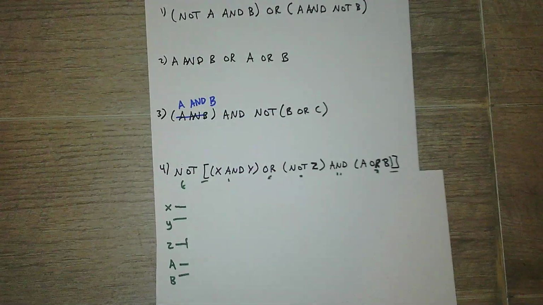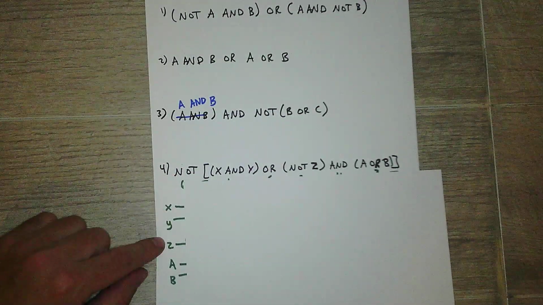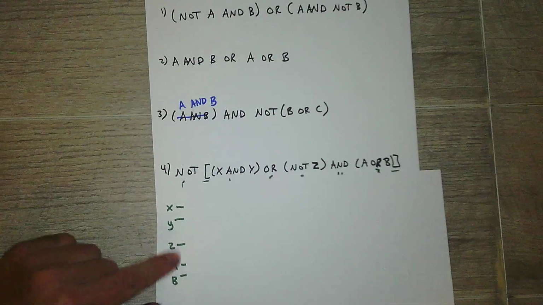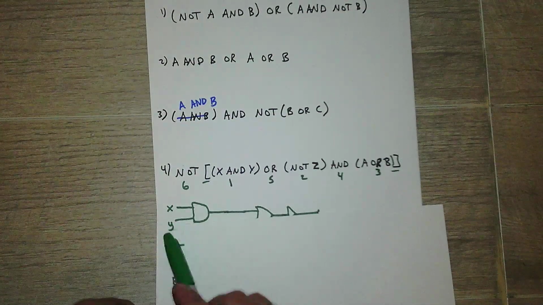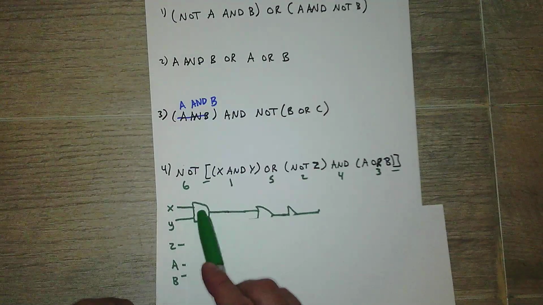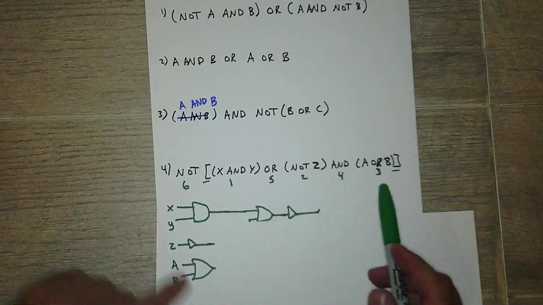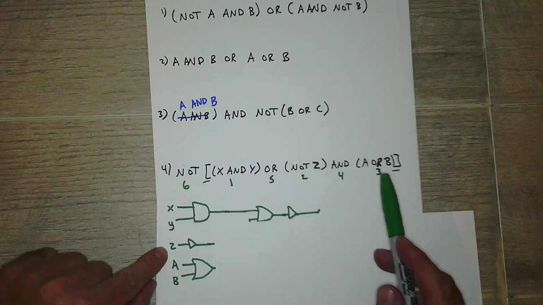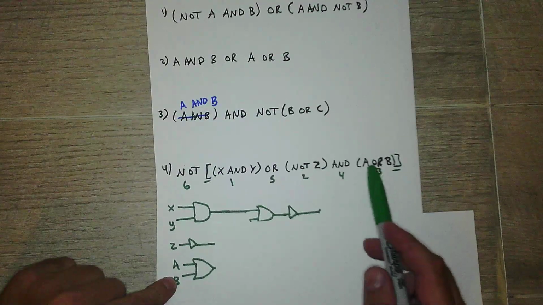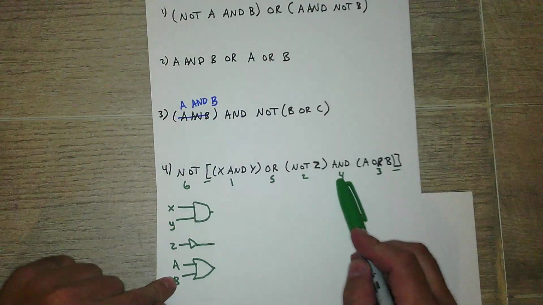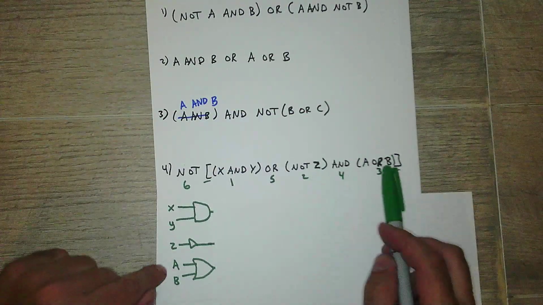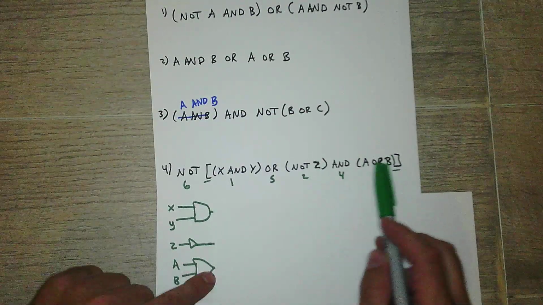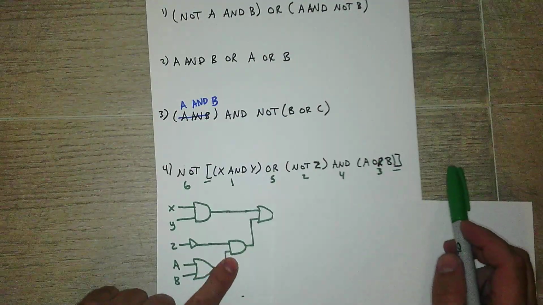Okay, so I have it set up like this, X, Y, Z, and then A and B. So I did X and Y first. So X and Y. Then I did the not Z. Then I did the A or B. Okay, then I did the AND. So it's not Z AND gate with the A or B. So there's my AND gate for that.